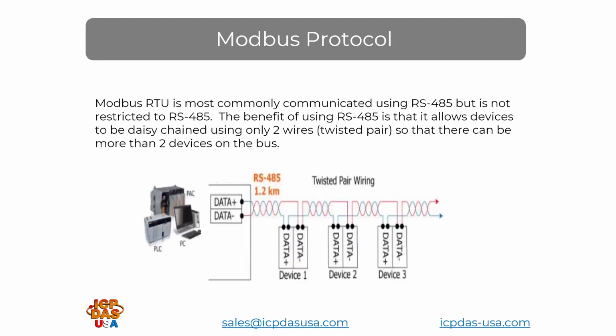Modbus RTU is most commonly communicated using RS-485, but is not restricted to RS-485. The benefit of using RS-485 is that it allows devices to be daisy-chained using only two wires, a twisted pair in this case, so that there can be more than one slave device on the bus.